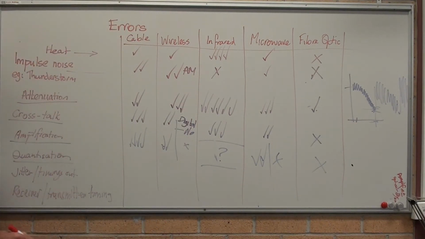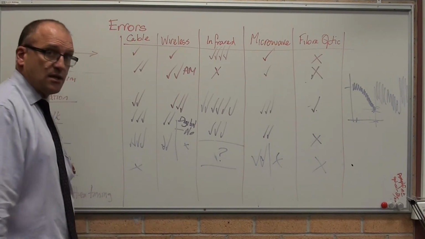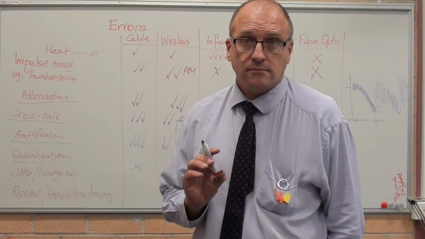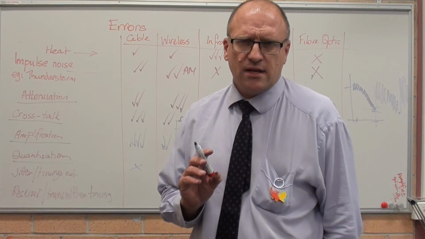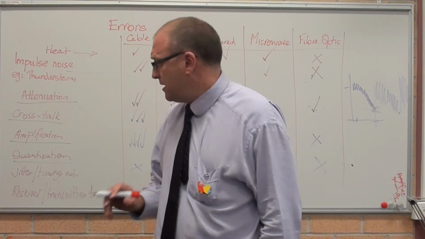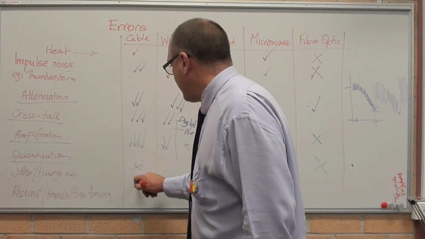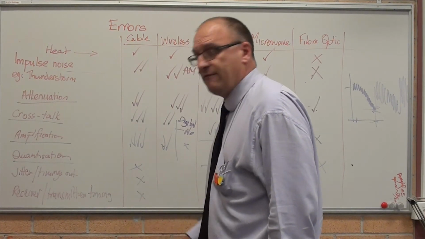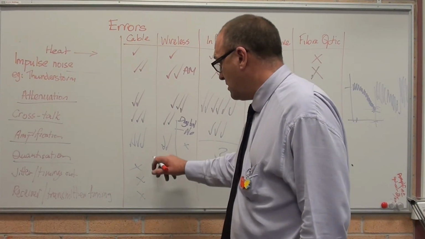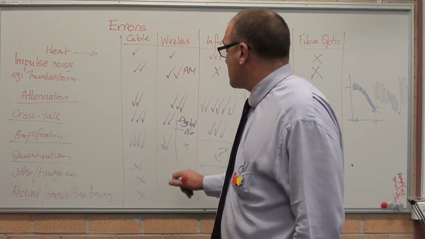Quantisation errors. Now we're getting into digital. Cable doesn't have it, unless you're transmitting digital signals down the hybrid coax cable that goes in most houses now with the NBN. Jitter and timing's out? Definitely not for cable transmission, old school electrical transmission. It's an issue, but it's an issue across the board.